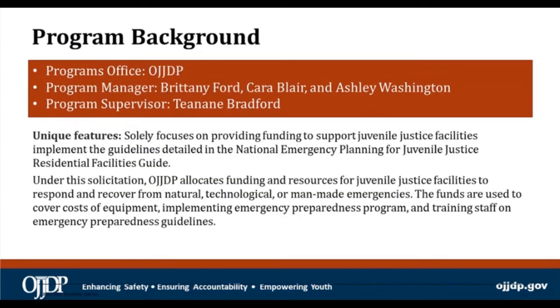Now, a little background information. Under this solicitation, OJJDP allocates funding and resources for juvenile justice facilities to respond and recover from natural, technological, or man-made emergencies. The funds are used to cover costs of equipment, implementing emergency preparedness programs, and training staff on emergency preparedness guidelines. The current program managers are Brittany Ford, Ashley Washington, and Kara Blair, and the program supervisor is Tinane Bradford.